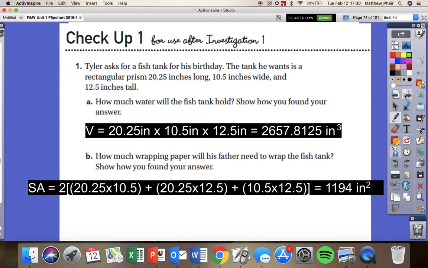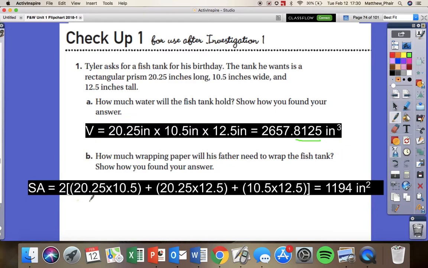Yesterday, you guys worked on your checkup. Here are the answers that you should have come with. If you rounded to a different number than this, then know that your answers for problem number 2 will be slightly different, but that is totally fine. Remember, volume is length times width times height. Notice how I have my units in here because I'm multiplying inches by inches by inches, therefore it is inches cubed.